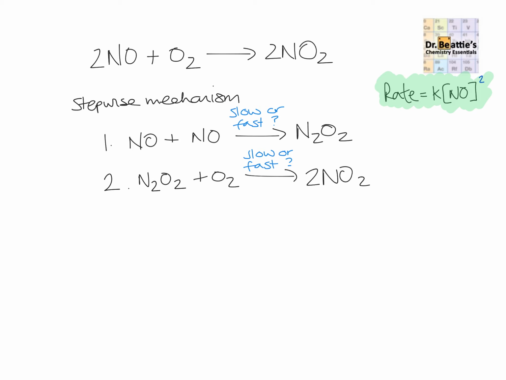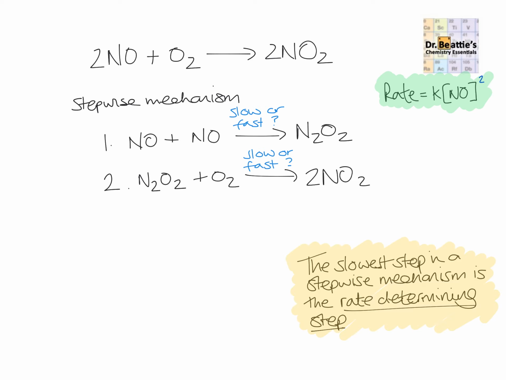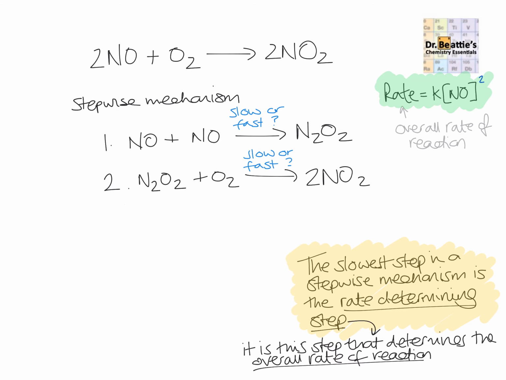Also, if you have more than 2 steps in your stepwise mechanism, there will always be one that you term as the slowest step, also known as the rate determining step. Now, the reason this slowest step is called a rate determining step is because the speed at which this step occurs determines this here. Whilst it says rate here, this is the overall rate of reaction. And remember, it's the overall rate of reaction that you measure.